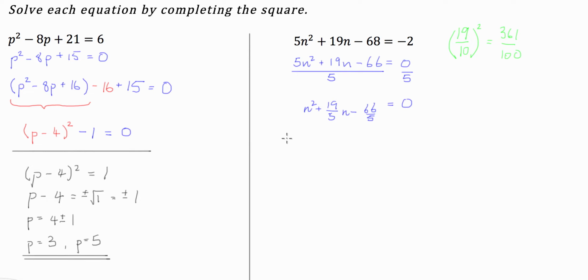So what we then have is n squared plus 19 over 5n, and then plus this 361 over 100 term that we've just added. Like we did in the other one, we have to take it away. And then we put back on our minus 66 over 5 term.